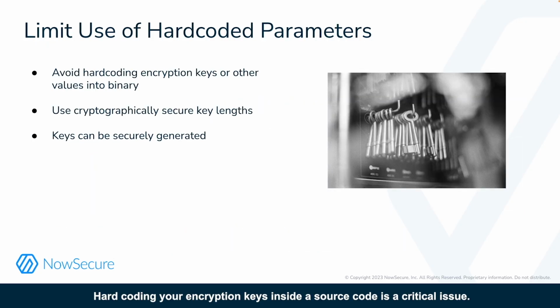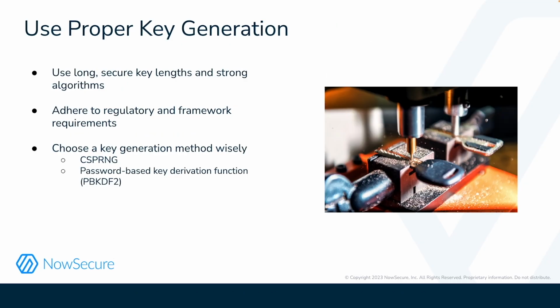Hard-coding your encryption keys inside source code is a critical issue. Remove your crypto keys from Git and use tools to remove hard-coded credentials from your history. Use a longer key length. If you need to choose an algorithm, choose a symmetric algorithm or an asymmetric algorithm with a longer key length. The longer the key length, the more secure the end result.